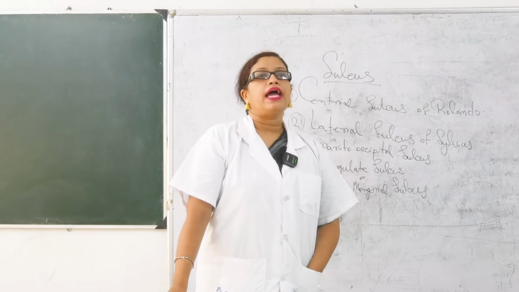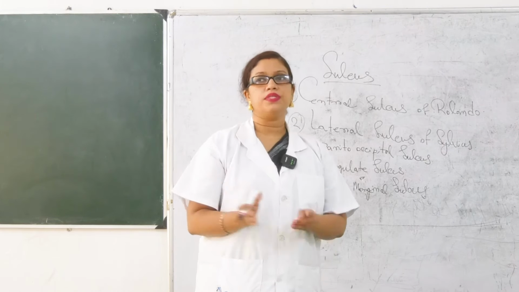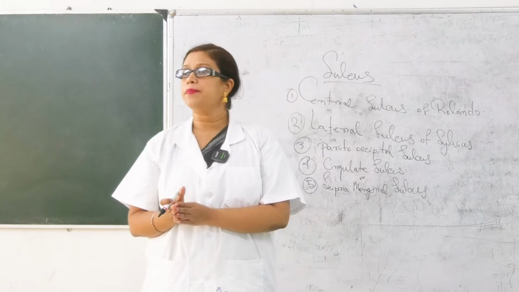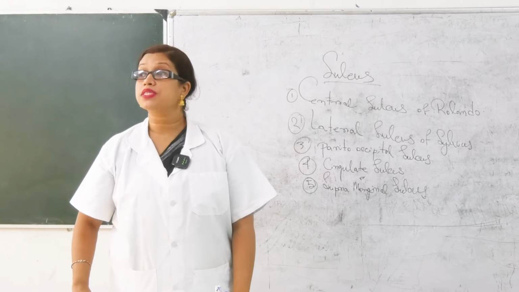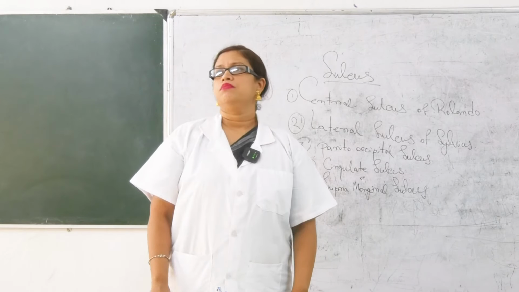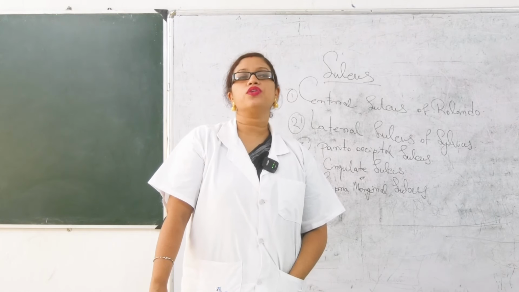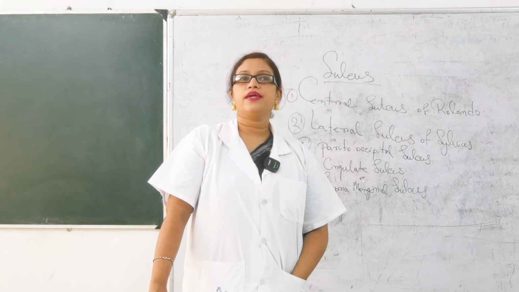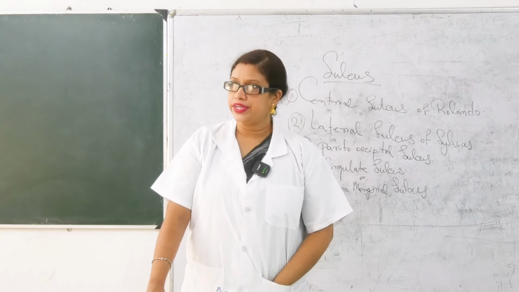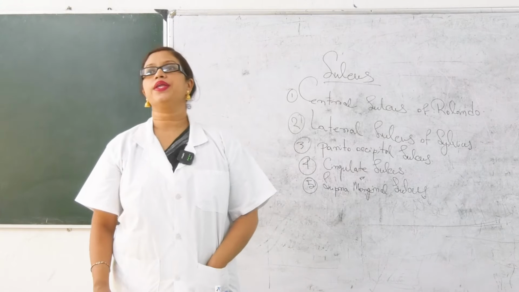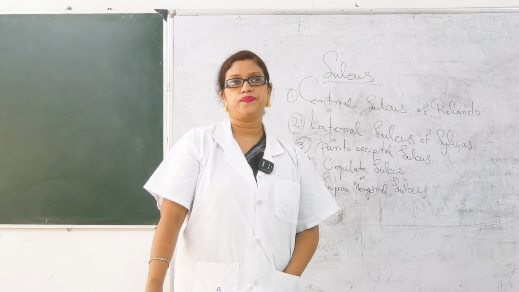Now coming to the anterior surface. How many gyri are there on the anterior surface? If you see the frontal lobe, the temporal lobe is divided into how many? I said superior, middle, inferior. However, the frontal lobe, write it down, the frontal lobe is divided into, four? No, three. Which are they? Superior, middle and inferior. Write it down: superior frontal gyrus, middle frontal gyrus and inferior frontal gyrus.